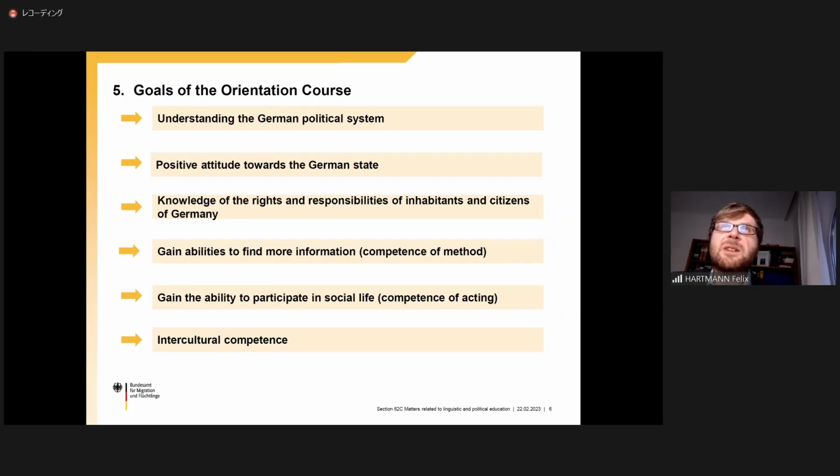Also, goals are to gain abilities to find more information and the ability to participate in social life. So the participants should be more independent after the course. They should be able to get information without their teacher, and they should be empowered to integrate into society by their own. Also, a goal is, of course, intercultural competence, so a certain sensitivity about cultural differences.